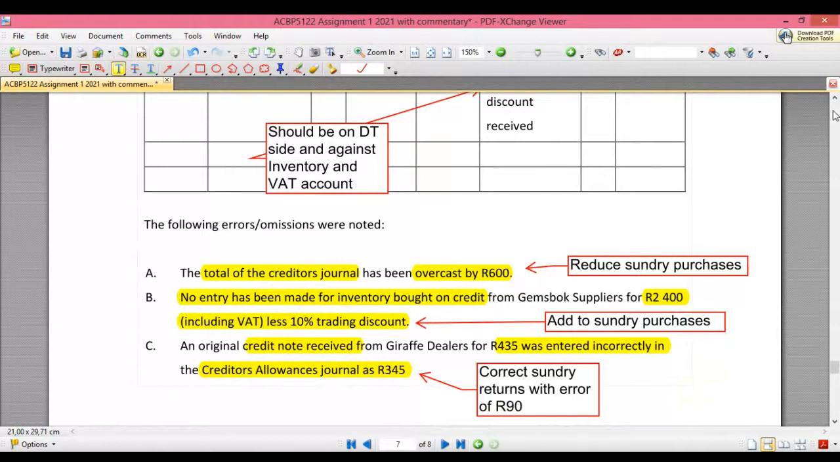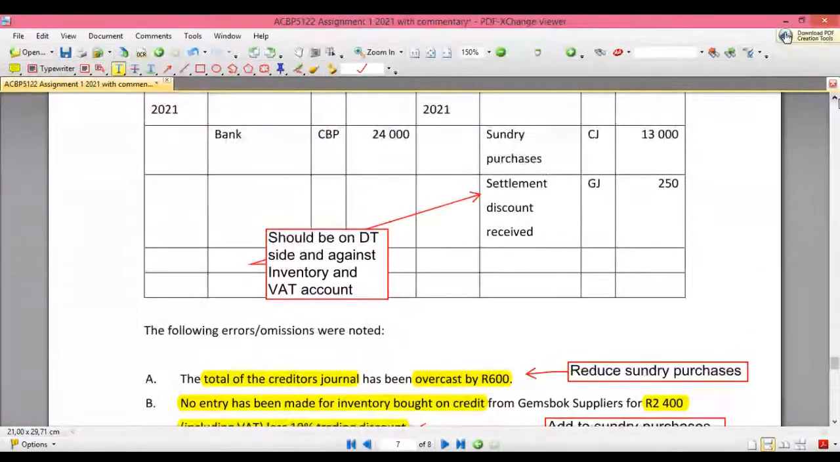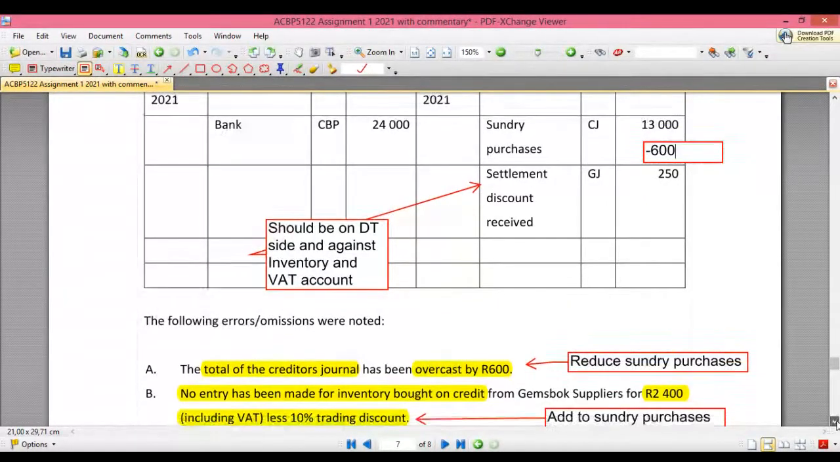We see here the total of the creditors journal was overcast by 600 Rand. So that means this amount here at the top that came from our creditors journal is 600 Rand too high to match, so we need to reduce it by 600 Rand. So we have to deduct 600 Rand from this amount here.